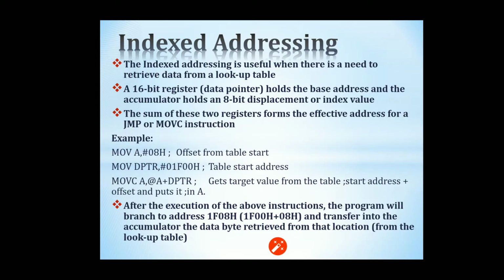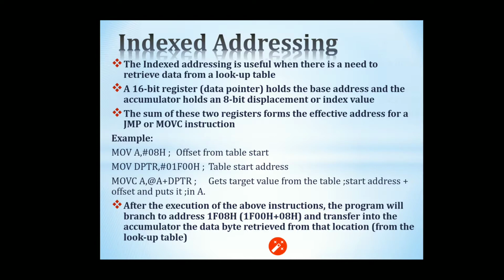The last addressing mode is index addressing mode. The index addressing is useful when there is a need to retrieve data from a lookup table. A 16-bit register, that is the data pointer, holds the base address and the accumulator holds an 8-bit displacement or index value. The sum of these two registers forms the effective address for a jump or move instruction.